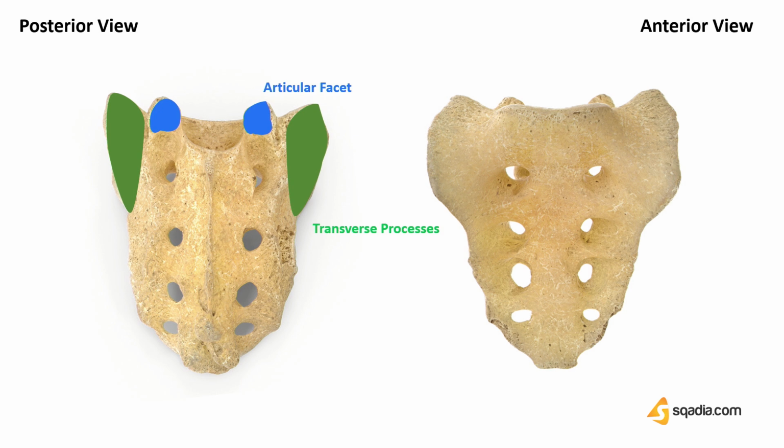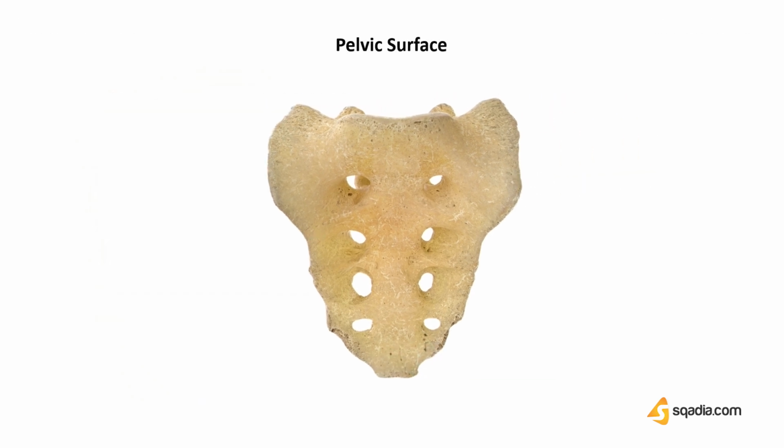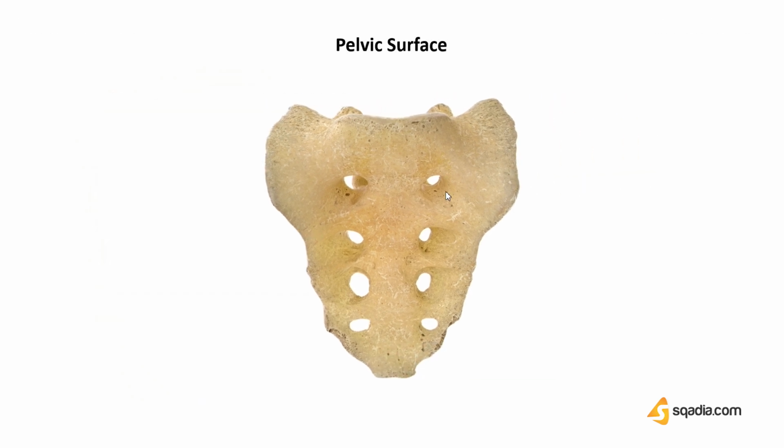The apex of the sacrum can be appreciated here, which is formed by the inferior surface of the 5th sacral vertebrae, and it bears an oval facet for the articulation with the coccyx. Now moving on with the discussion of the pelvic surface. It is concave and directed forwards.